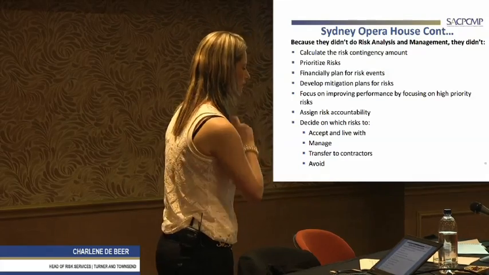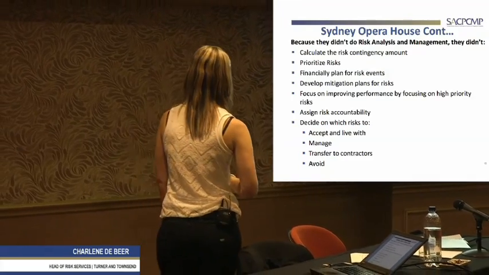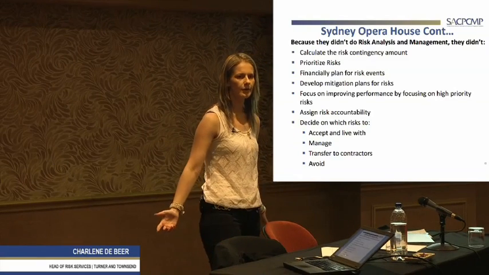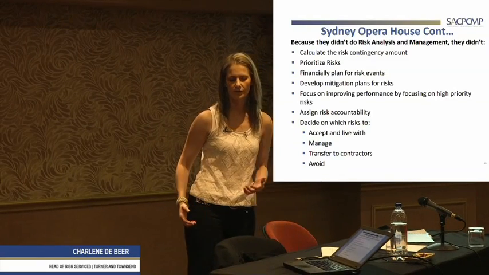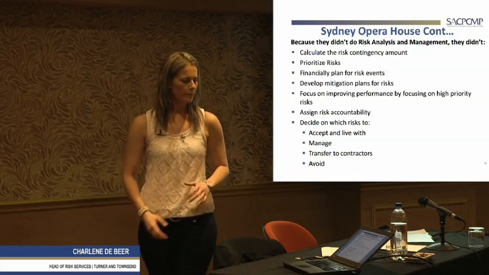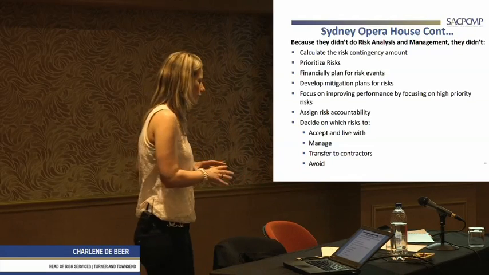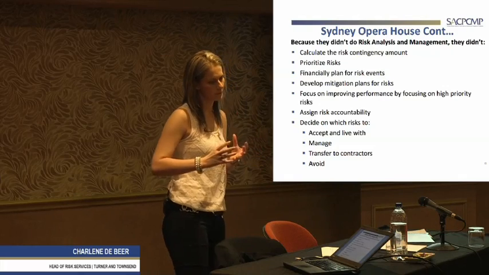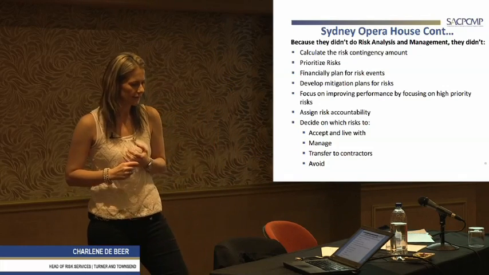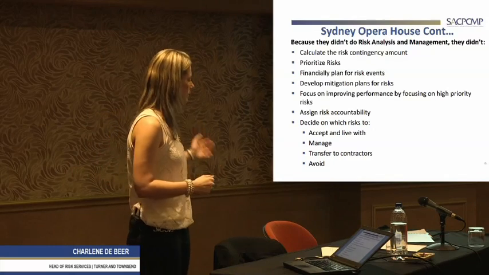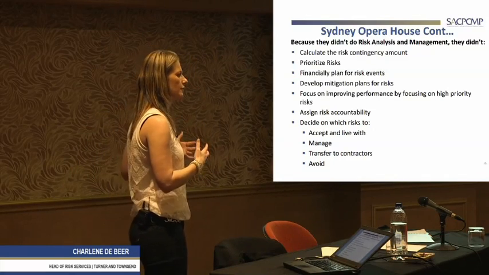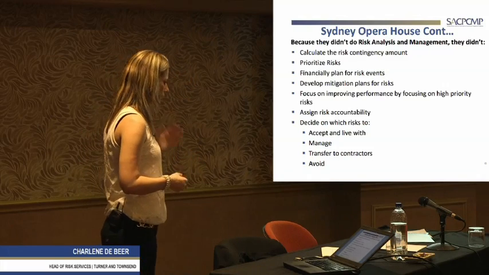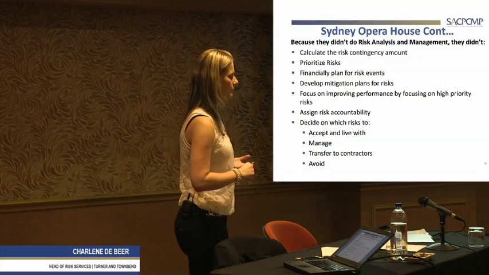And then, of course, focus on improving performance by focusing on high priority risks. So the high priority risks are usually the ones that are going to cost you the most time or money. So if we prioritize them and we know what to do to make them not happen, or if it's an opportunity, to exploit it to get the benefit from the opportunity, then we're also in a better situation than when we don't know. And then what I mentioned earlier, assign risk accountability.